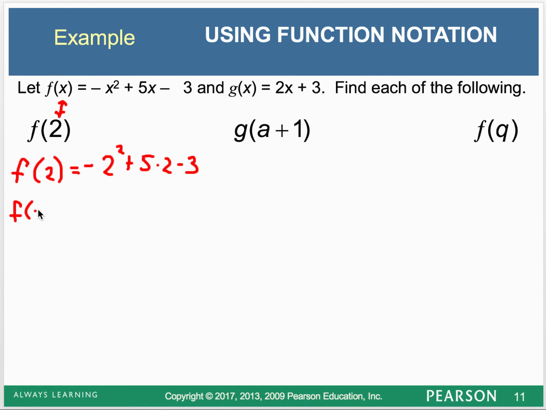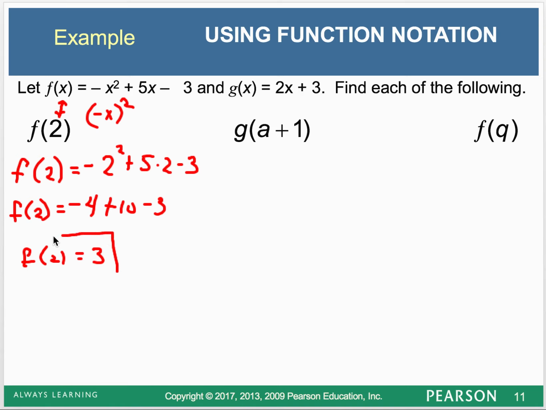Now, be very careful with your negative signs. This negative has nothing to do with that x. Remember, if it did, it would look like this. So this is negative, and then 2 squared is 4, plus 10 minus 3. So f of 2 is 10 minus 7, or 3. F of 2 is 3. When x is 2, y is 3.